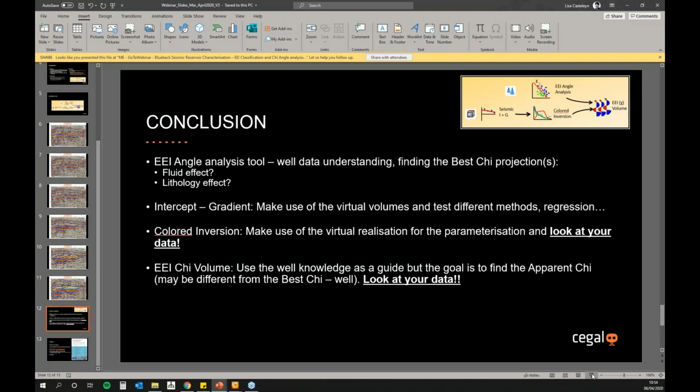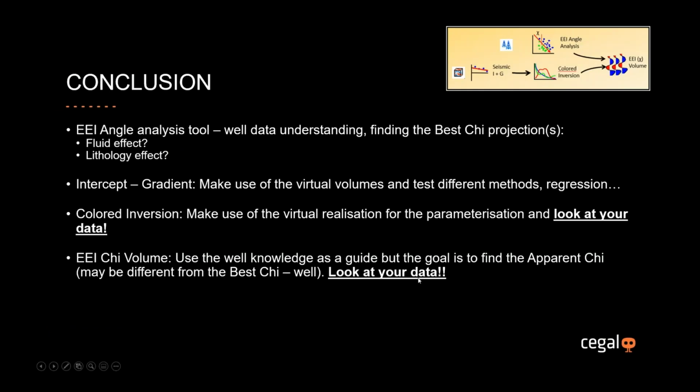So, as a conclusion, we used EEI angle analysis to find the best chi projection at the well to highlight fluid effect and lithology effect. Then we jumped into our seismic world and created intercept and gradient. What I highly recommend is to make use of the virtual volumes and test different methods, different regressions, and so on. Then we did a color inversion.